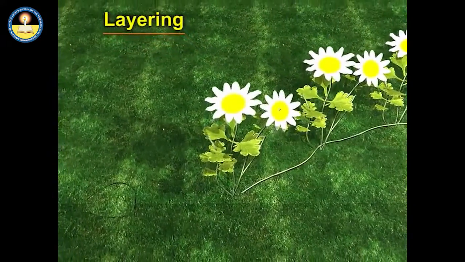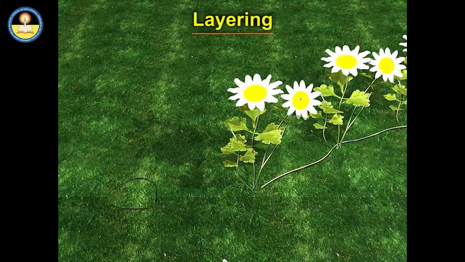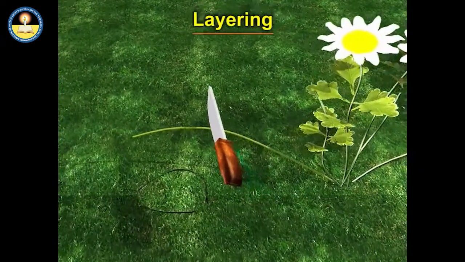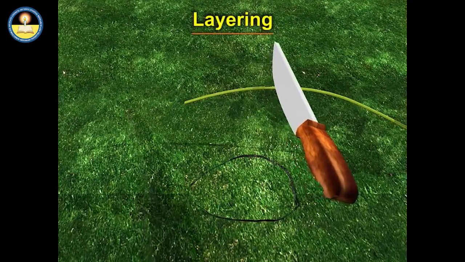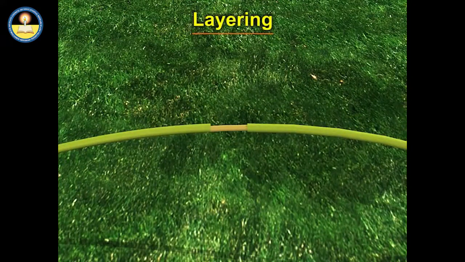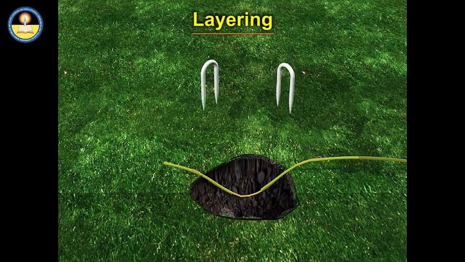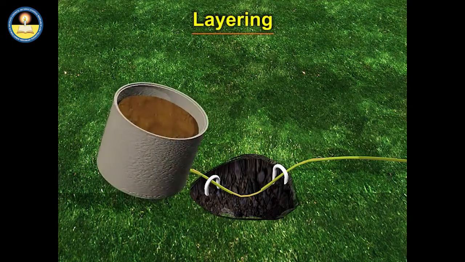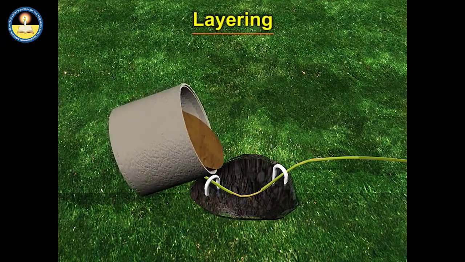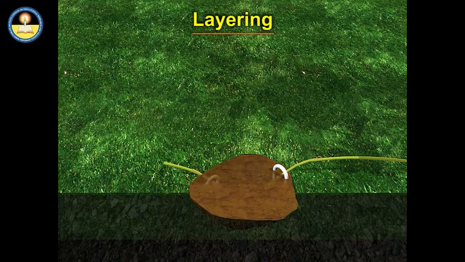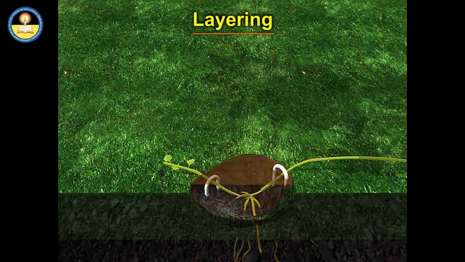Layering. In this method, a branch which is very close to the ground is bent down and covered with moist soil, leaving the growing tip above the soil. A ring of bark is removed from the stem before it is bent down. In a few weeks' time, when enough roots have developed on the underground portion above the ringed part, it is clipped off from the parent plant and grown separately as an independent plant.